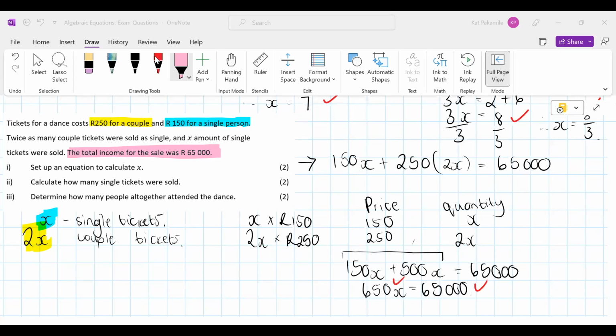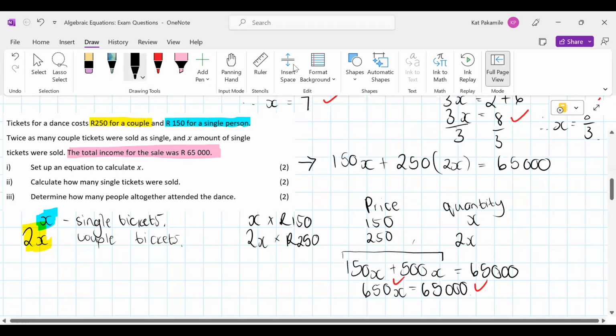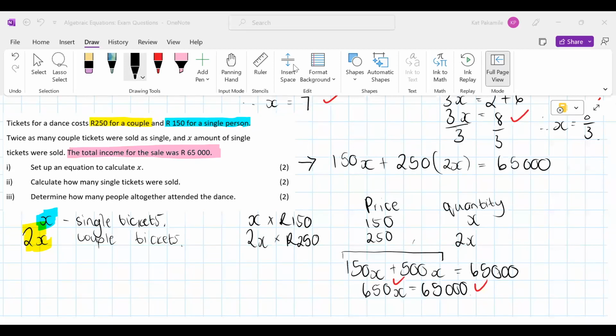So far we understand. So now, since we have set up our equations, how will we solve for X? Okay, Nrabi, that's fine. We have set up our equation. This was number 1. It's 650x is equal to 65,000 Rand. So how do you solve for X? Divide by 650. Thank you, Bonolo.